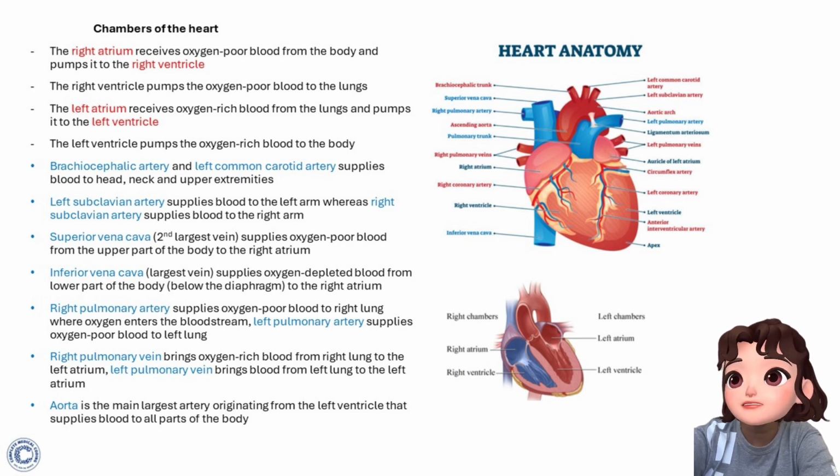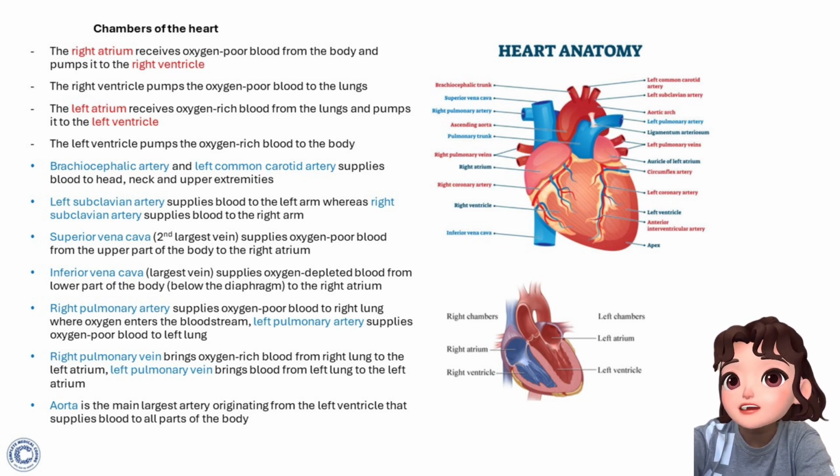Then the left chambers, left atrium and left ventricle. The left atrium receives oxygen rich blood from the lungs and pumps it to the left ventricle. The left ventricle then pumps the oxygen rich blood to the body. So these are the 4 chambers of the heart.